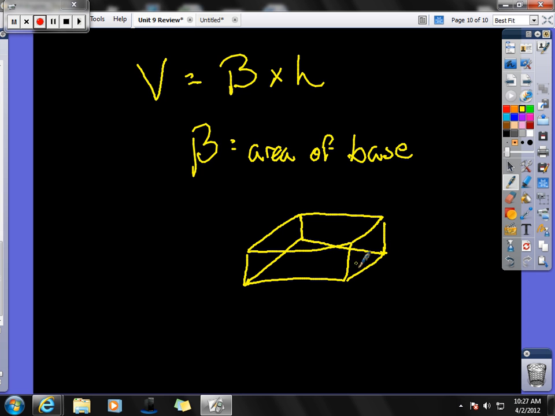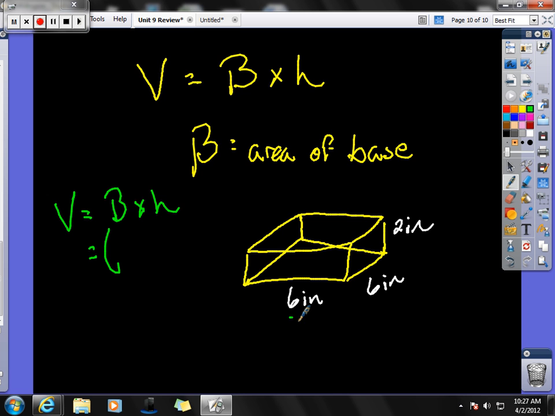Something like that. It probably would be a lot better, but mine's not perfect. But you get the idea. And I say that this length here might be 6 inches, this one might be 6 inches, and its height might be 2 inches. To calculate its volume, all I'm going to do is say volume equals the area of the base times the height. Well, the area of the base, which is big B, is going to be a 6 by 6. It's my length times my width. 6 times 6 times 2, because 2 is my height.